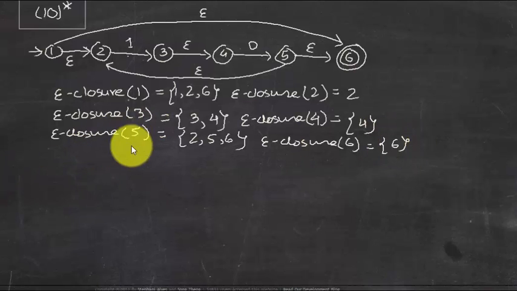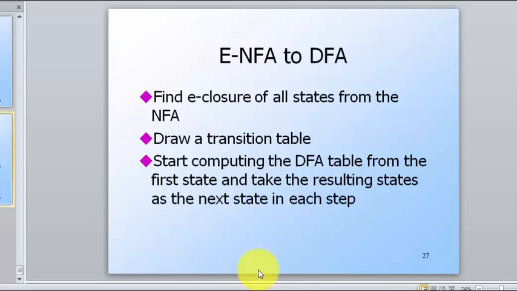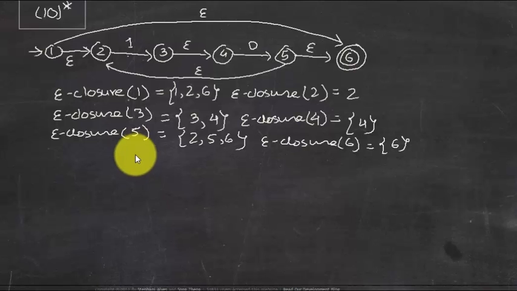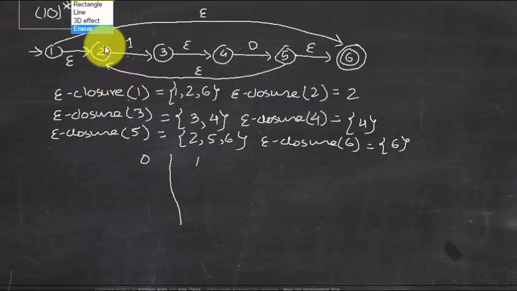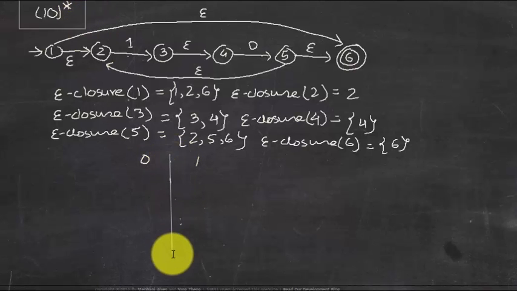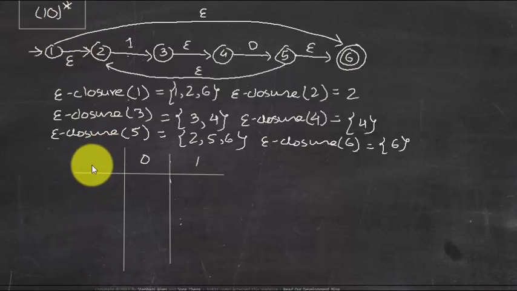Now the next step is to draw the transition table. Let's recall: we find the e-closure, which we did, so this step is done. Then we draw the transition table. How is the transition table drawn? These are the inputs, 0 and 1, and we always start from the first e-closure state. What's the first e-closure state? It's 1, 2, 6. This is the first state.